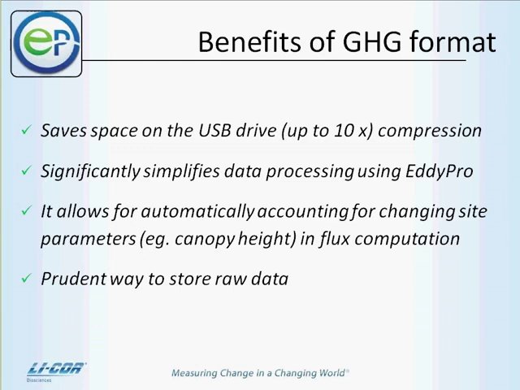In addition, it allows you to automatically account for any changing site parameters. For example, if the instruments on the tower are raised to a new height because of canopy growth, while you're at the site and raising the instruments, you can go into the software that I just showed you and update the information. When you update that information, it gets embedded again with the next set of GHG files that you collect. When you process, you don't have to do anything to account for those changes because all that change is already embedded in the raw data file.